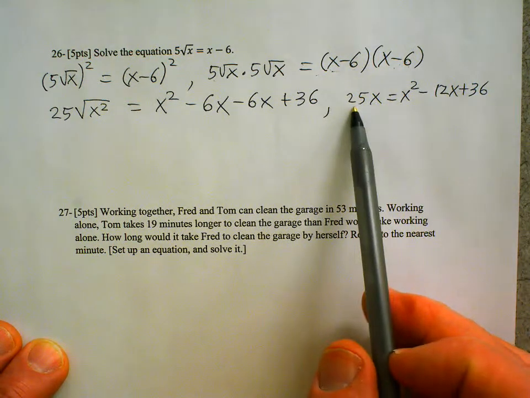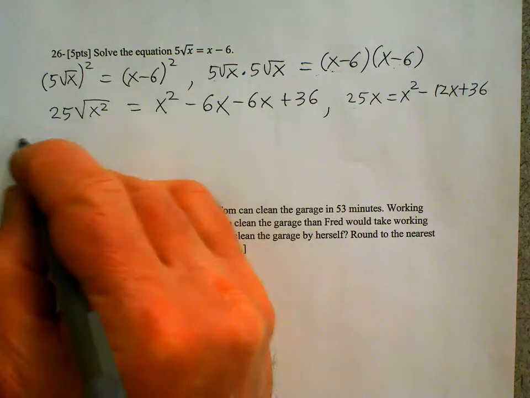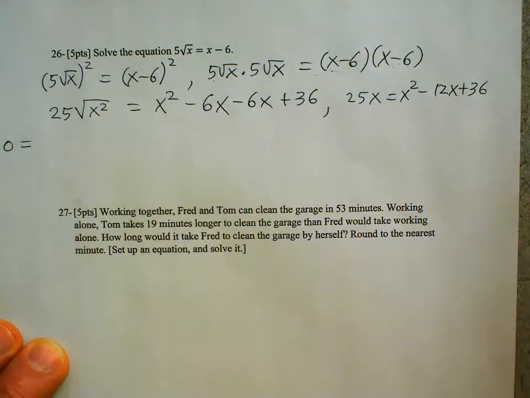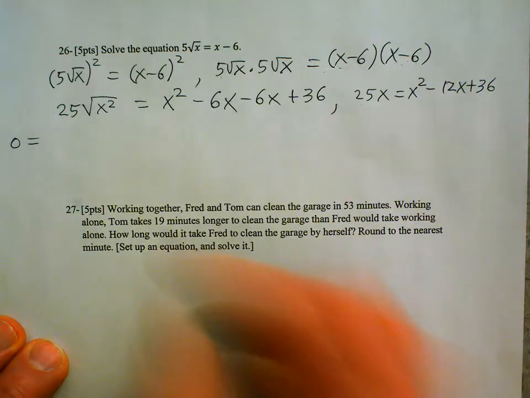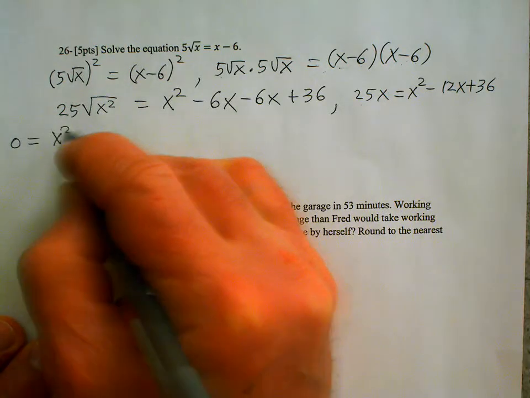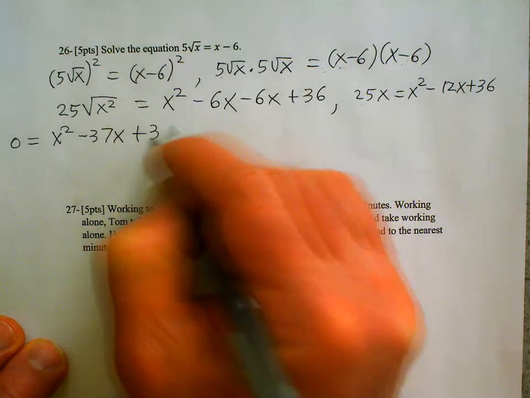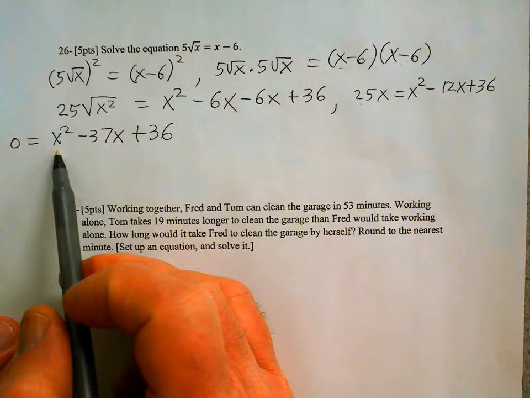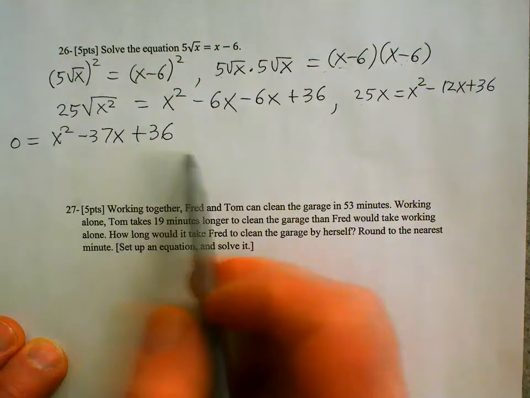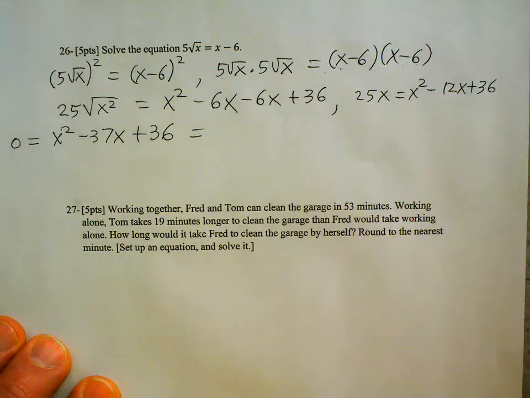This is just a quadratic equation, so we'll set one side equal to 0 by subtracting 25x from both sides. So 0 equals x squared minus 37x plus 36. We can use any method to solve this, but this factors really nicely. You can use the AC method.